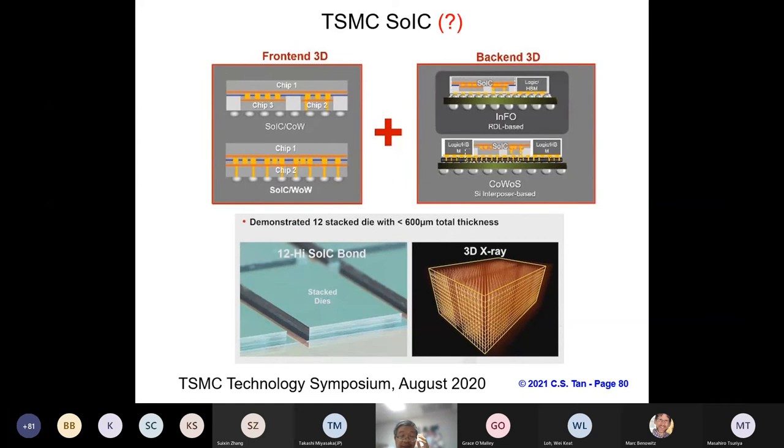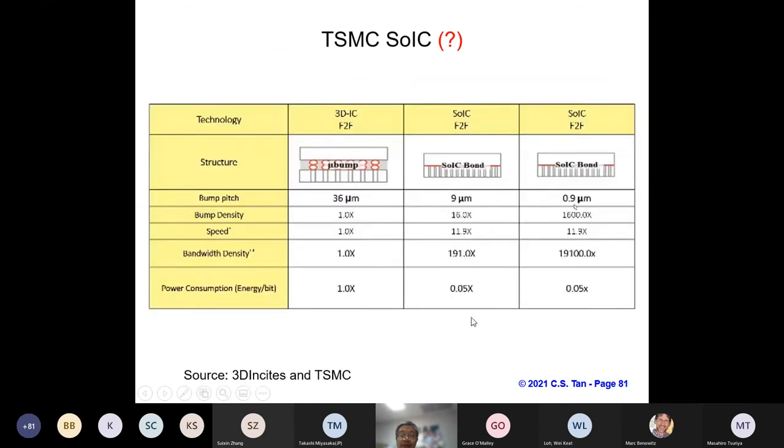Presented last year at the technology symposium, they have been talking about the SoIC technology. Again, I put a question mark here because TSMC never clearly stated that this is going to be copper-copper hybrid bonding. It was never stated in that manner. But again, I will use the same argument: if you have to go to wafer to wafer and 10 micron pitch, then at least based on what I understand, I don't see an alternative technology yet. Maybe it's available somewhere, but I don't see it at the moment. TSMC has been able to show up to a 12-stack in a dimension that is less than 600 micron in total thickness. The bonding is actually extremely good, as you can see from this image here.